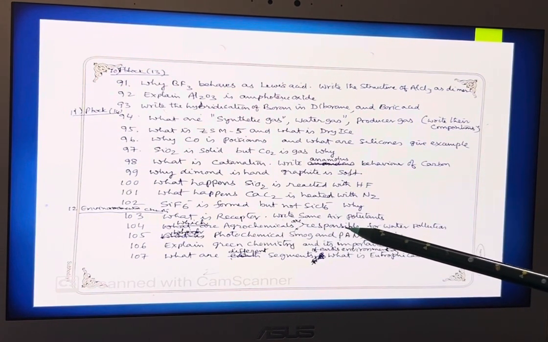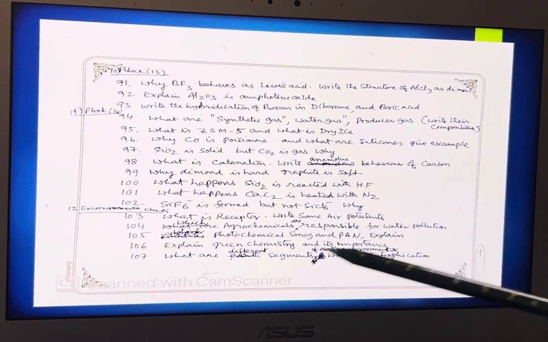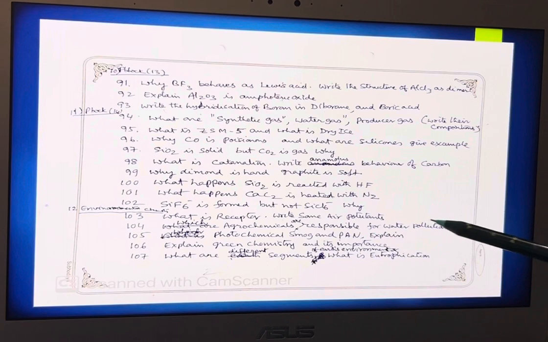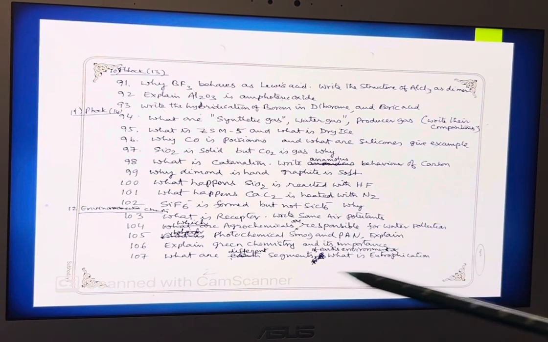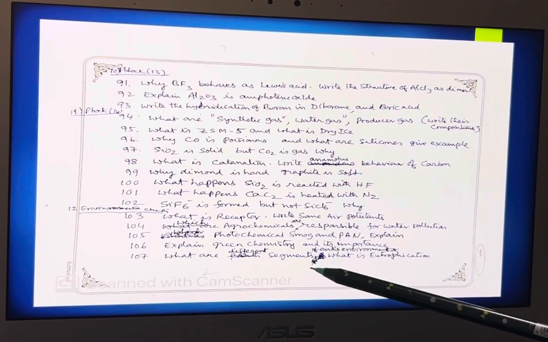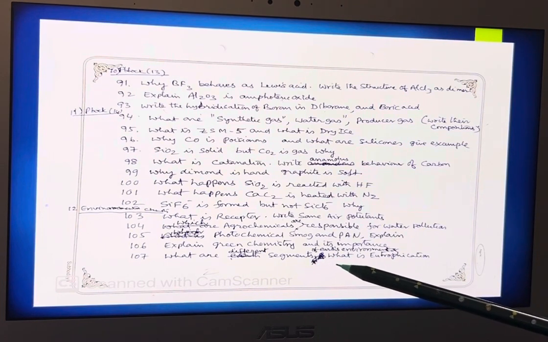Write some air pollutants. Which agrochemicals are responsible for water pollution? Write photochemical smog, PAN. Explain. What are different segments of earth and what is eutrophication?